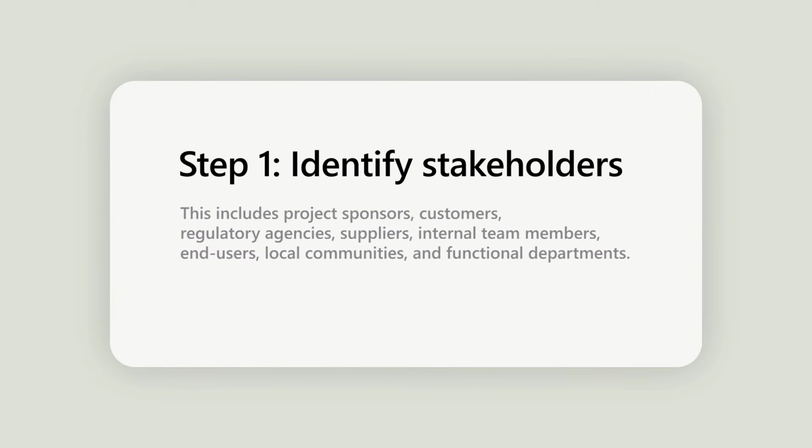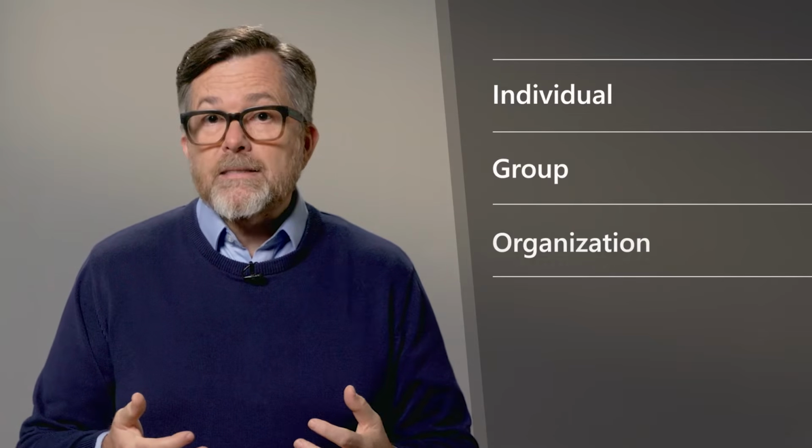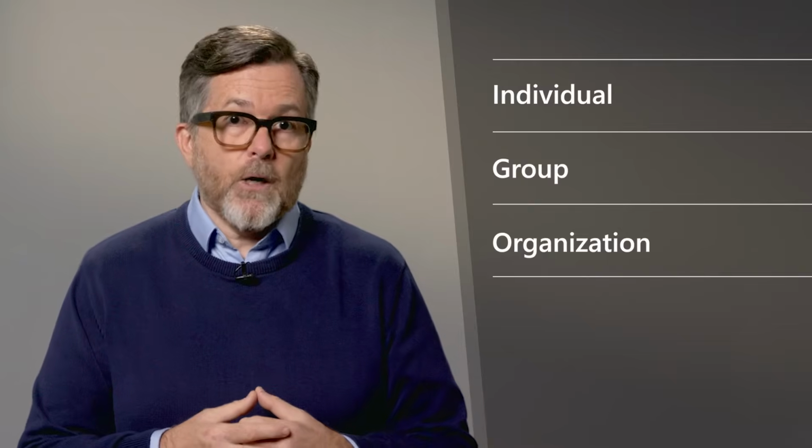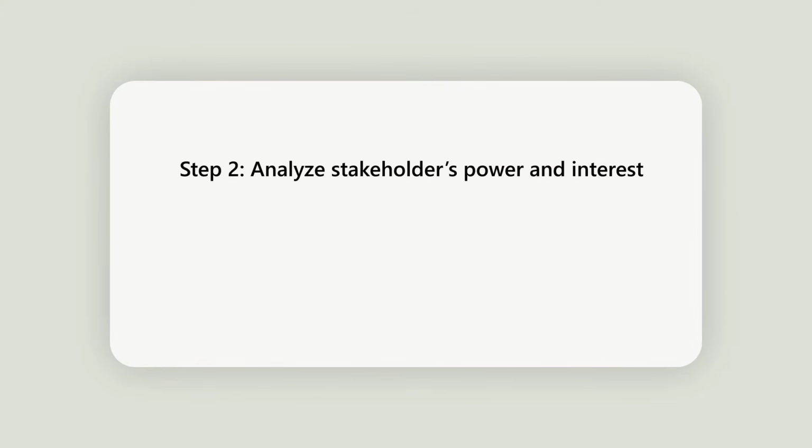The first step is to identify all stakeholders involved or affected by the project. This includes project sponsors, customers, regulatory agencies, suppliers, internal team members, end users, local communities, and functional departments. To help you identify your project stakeholders, brainstorm with your team to list every individual, group, or organization with potential interest in the project.